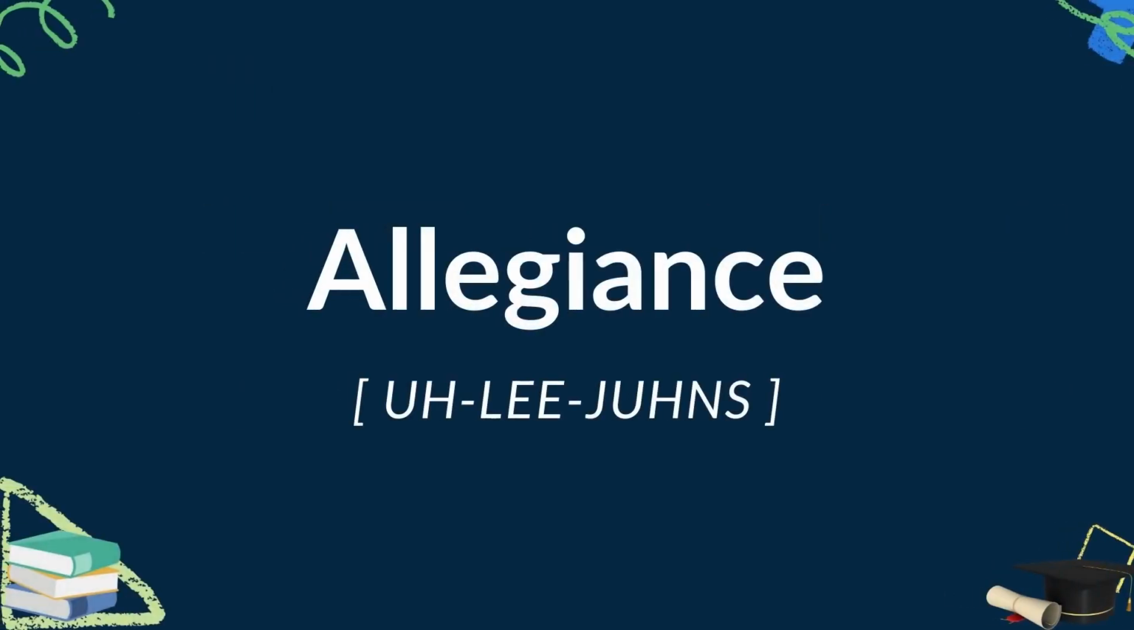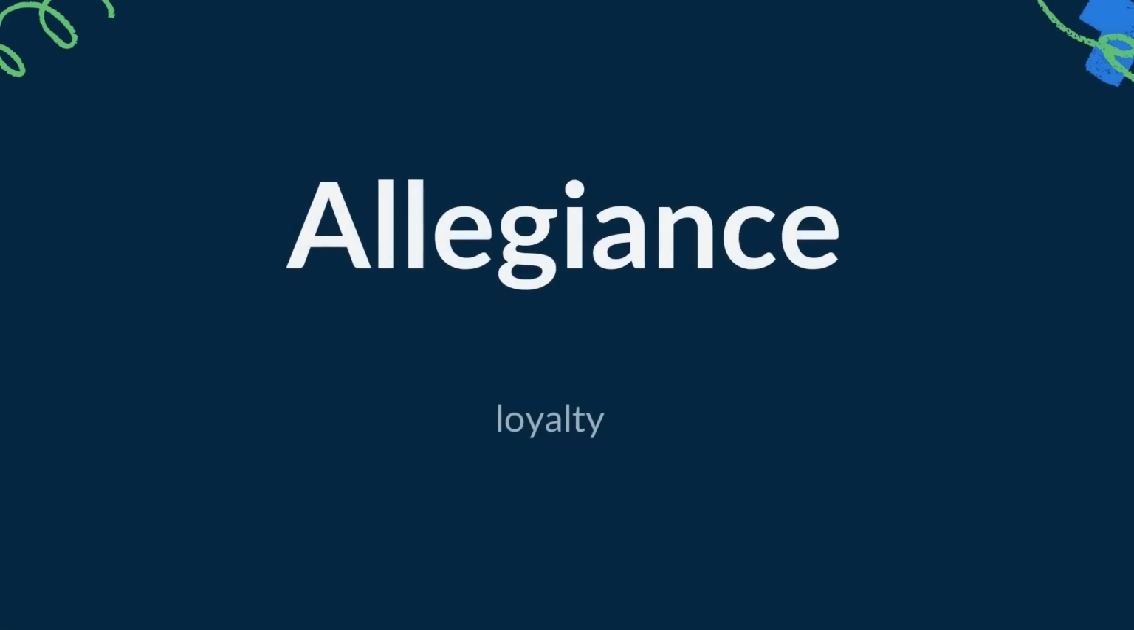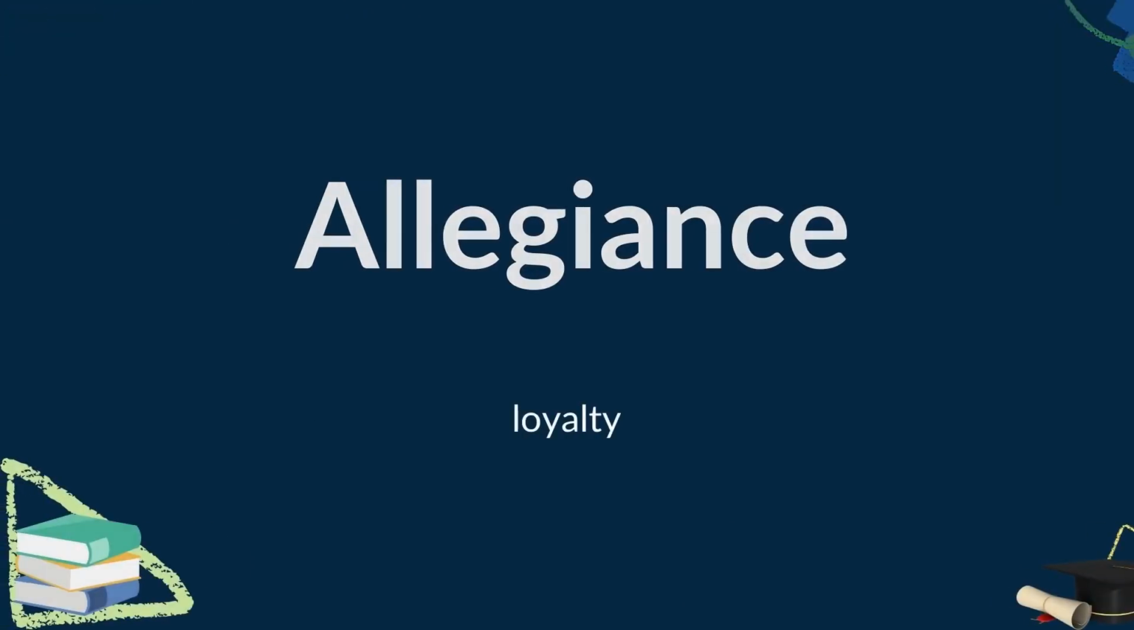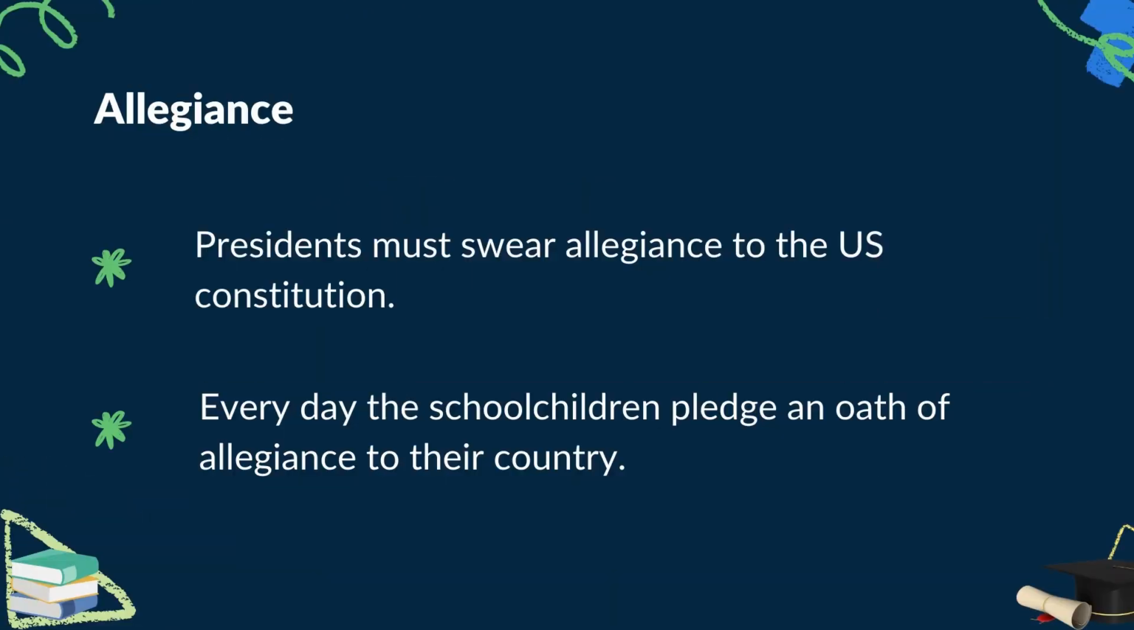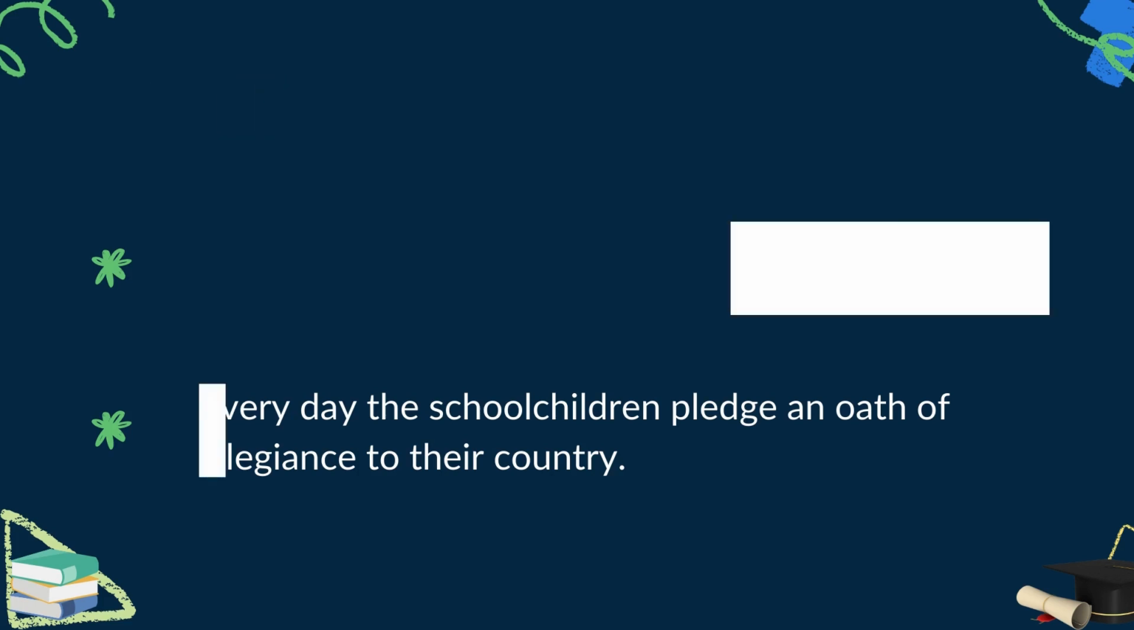The next word is allegiance. Allegiance means loyalty. Here are some ways you can use the word in a sentence. 1. Presidents must swear allegiance to the U.S. Constitution. 2. Every day the school children pledge an oath of allegiance to their country.